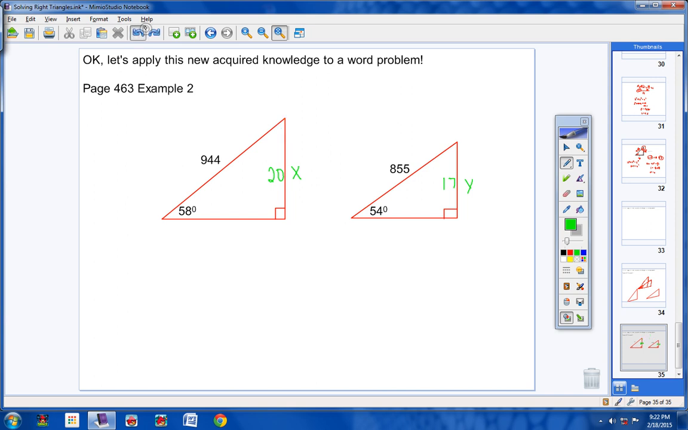So guys, we're going to do the exact same thing. We're going to find the length of this side here. Then we're going to find the length of this side here. And then we're going to subtract the two. It's really pretty simple. So here we go.